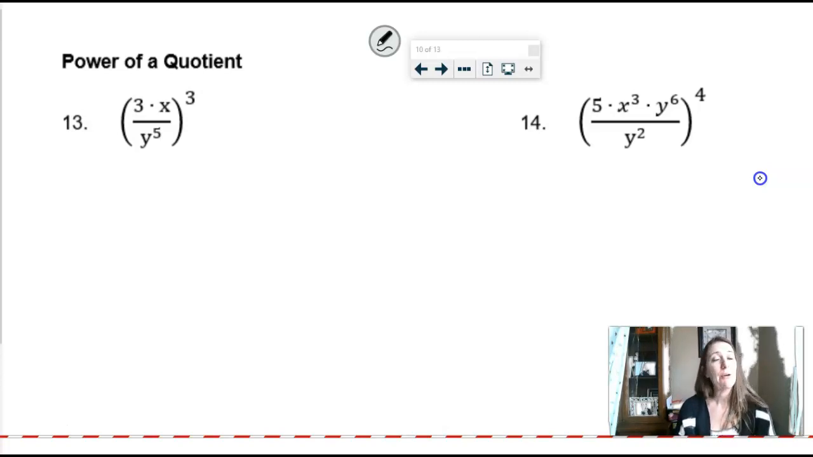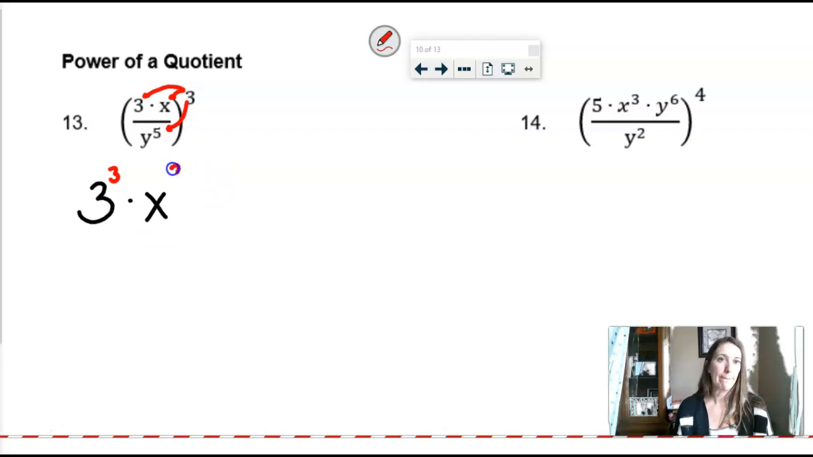Okay, so here we have probably more than one property, but one of the properties they really want to hit home here is the power of a quotient. So you're going to have a division question with a power outside of it, and we have to distribute that power. And it goes to everybody. That's why we like to put the little dots in between. So 3 to the 3rd, this becomes x to the 3rd, and then think about the property of a power to a power. We multiply those together. So this is now 3 to the 3rd times x to the 3rd over y to the 15th when we multiply those together.